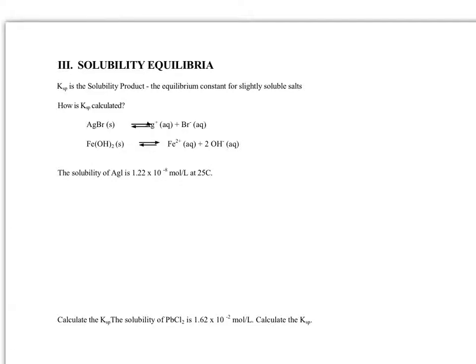If I wanted to write the K expression for these, just like I would for any type of reaction, the Ksp is going to be the concentration of the Ag+ ion times the concentration of the Br- ion. Now, this is just our K, but we give it a special name. We call it Ksp. That stands for solubility product constant because we're dissolving, so solubility product is always a product, and then constant since it's the equilibrium constant.